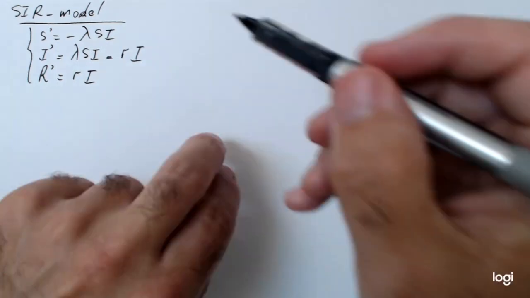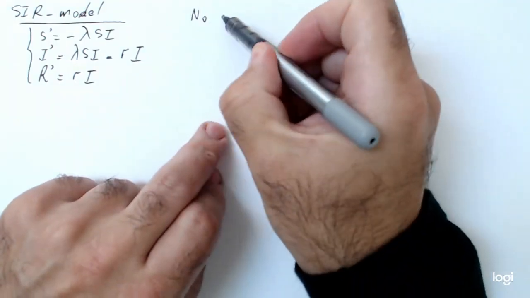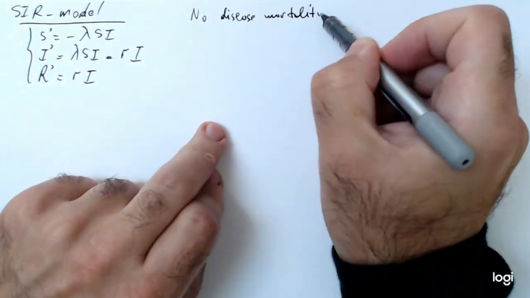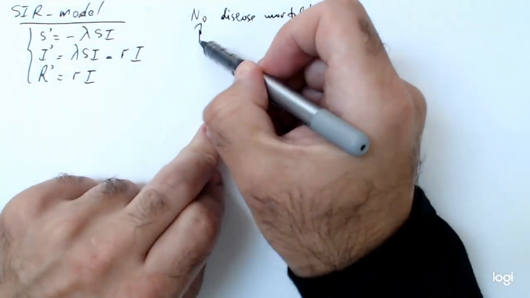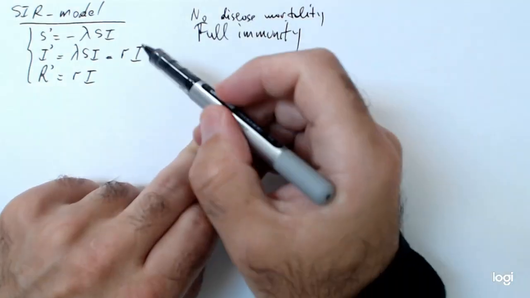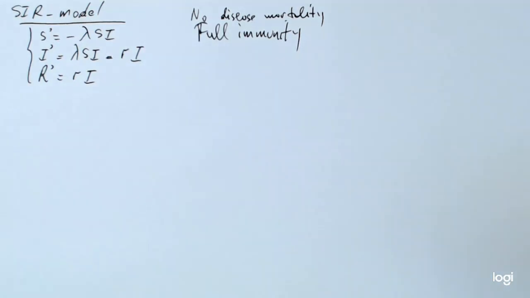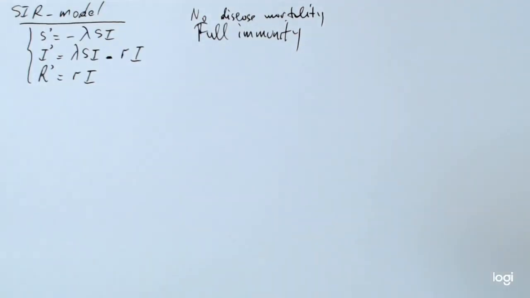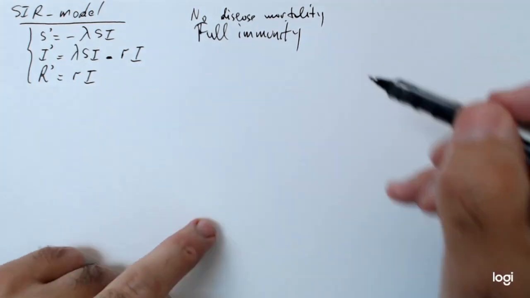And notice that this model assumes no disease mortality. It assumes full immunity, because people who are recovered don't become infected again. Now, of course, this may be realistic just for a specific time frame, right? I mean, during the epidemic, and then if the immunity is only lost after a year, of course, you run the model one more time next year and so on.